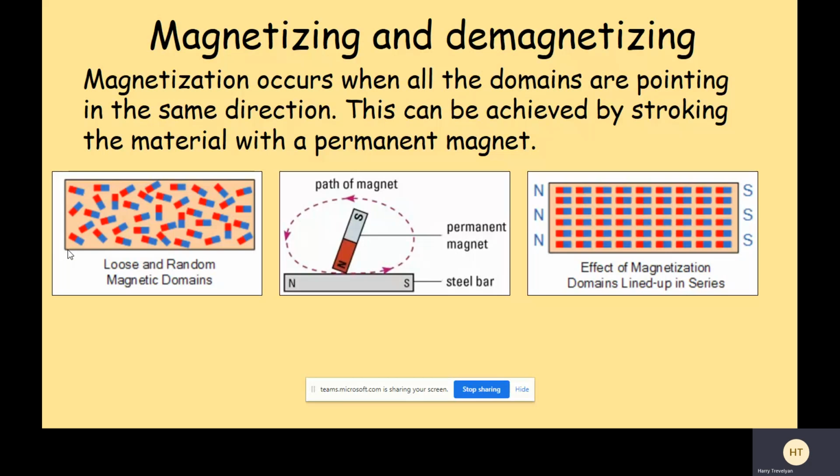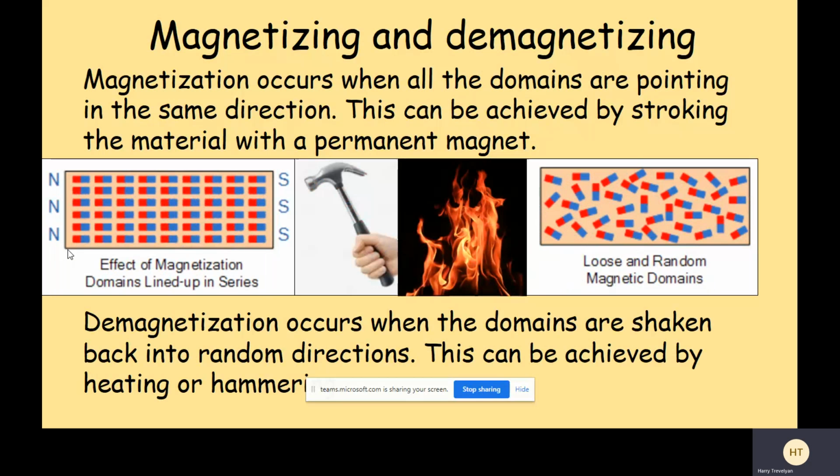And you might have actually realized that when in a practical, you might have done this term. I'm not sure. However, demagnetization, what's that? Well, it's in the name, you can kind of guess. If magnetization is turning it into a magnet, demagnetization is stopping it from being a magnet. And that occurs when the domains are shaken back into random directions.